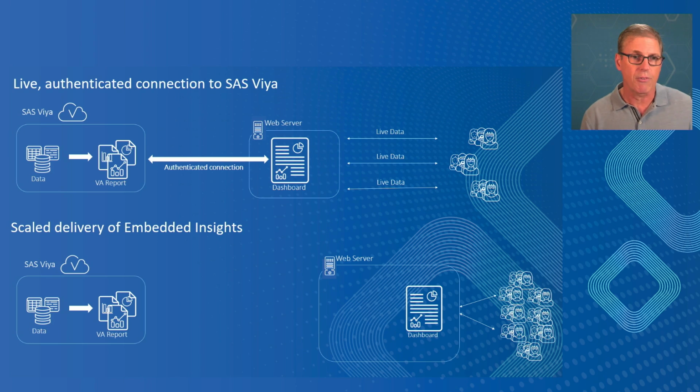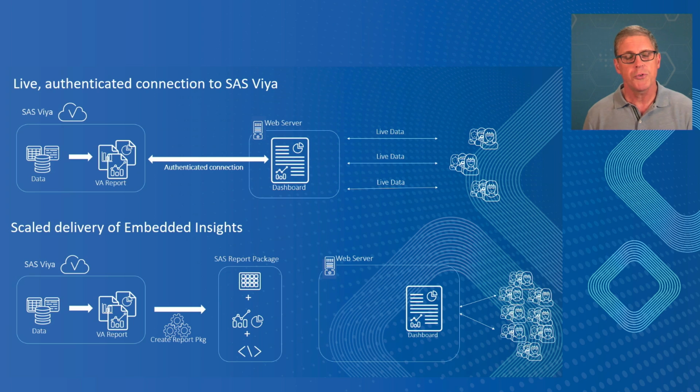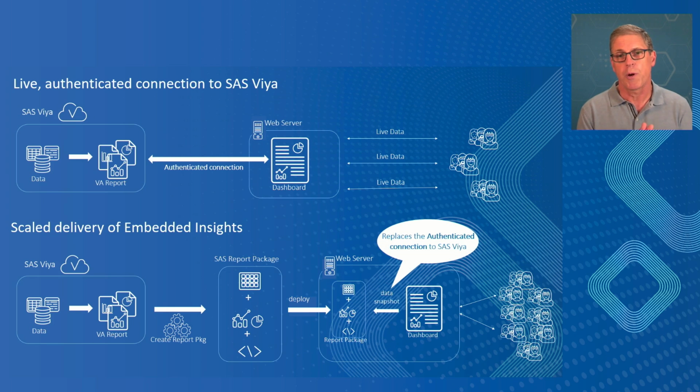The difference is, instead of an authenticated connection, you go into Visual Analytics and create a report package. This can be done through the Visual Analytics user interface or through the SAS Viya command line interface. Then once you have that report package, you deploy it to your web server, and instead of pointing your dashboard back to SAS Viya, you point your dashboard to the data snapshot, the report package, as the data source. And so now your users are being served by data that completely resides on your commodity web server infrastructure.